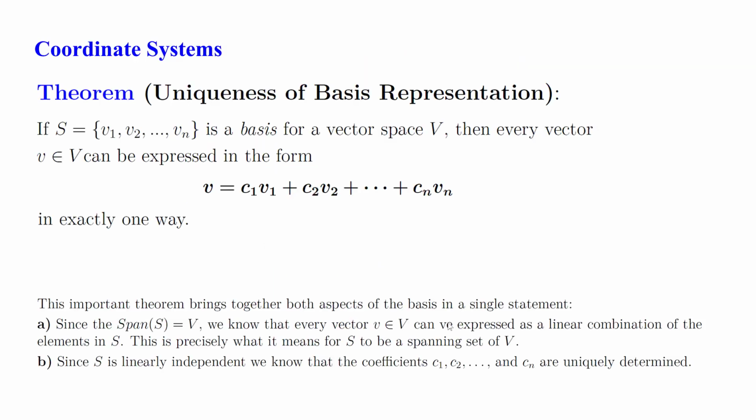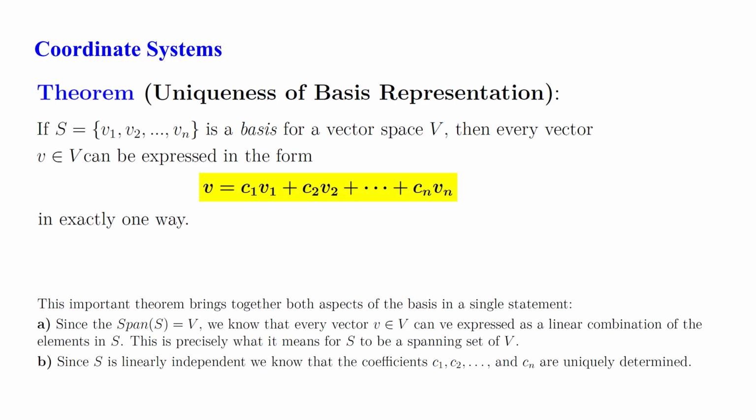So first, let's review or present for the first time, if you haven't seen it, a very important theorem. It's called the unique representation theorem. If S is a basis for a vector space V, and here we see S has n vectors in it, therefore V is finite dimensional, namely the dimension of V is n, then in this case we can write any vector in the vector space V uniquely as a linear combination of the elements in S.